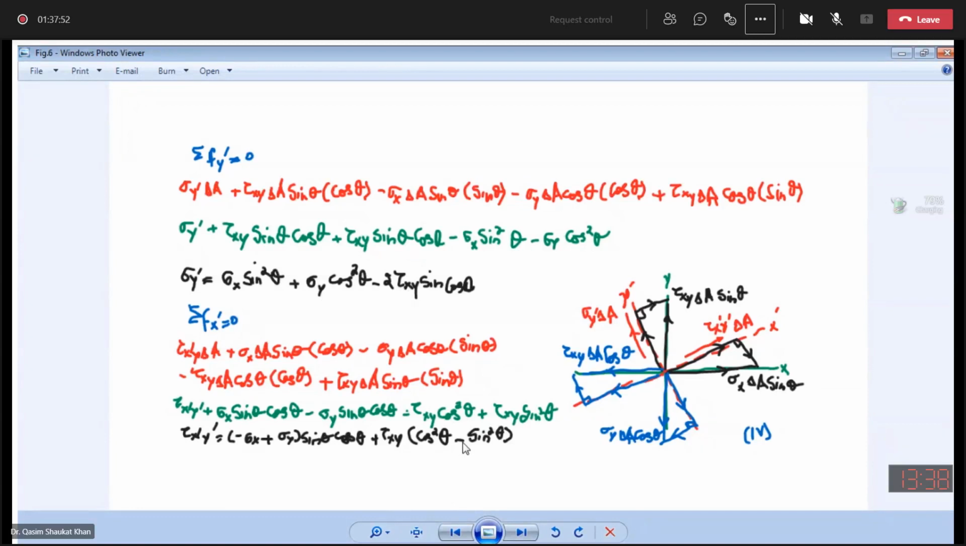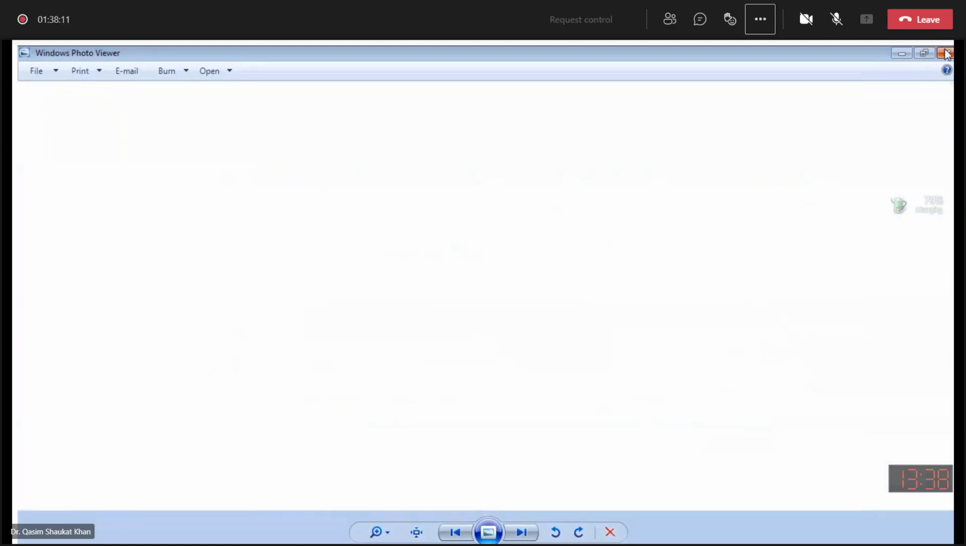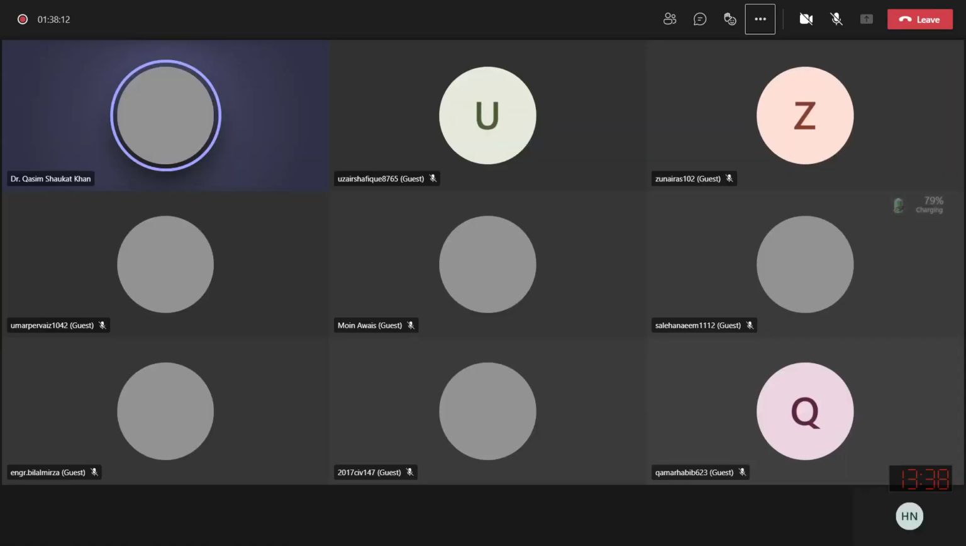So you have got the same expression for tau x dash y dash as we have got earlier. So is this point clear? Yes, sir. Let's move to the last slide, last figure.